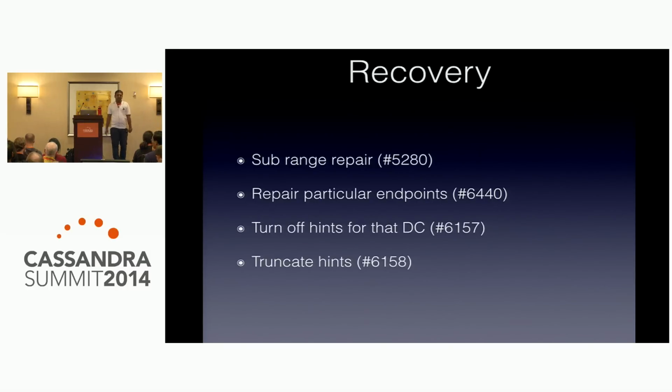You can repair particular endpoints. So what that does is, in the previous example, you could have just repaired A and B, because you know C was not partitioned out. You could have just repaired A and B and you would have been fine. And then when you run a full repair, things won't stream as much as it did when we didn't do the particular endpoints.